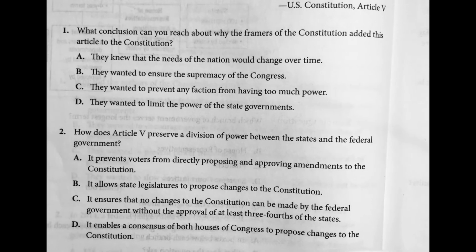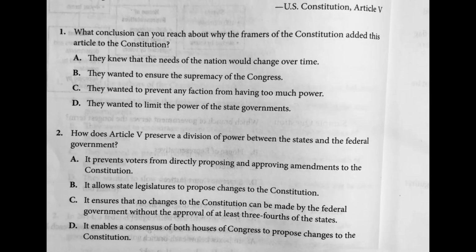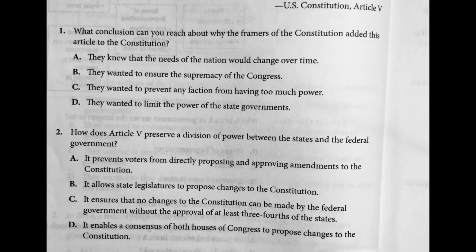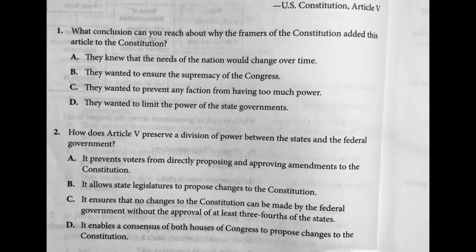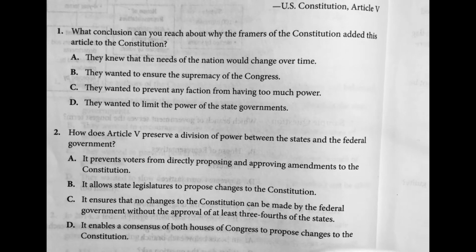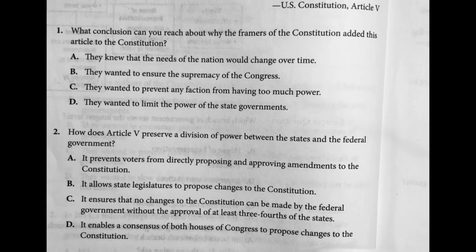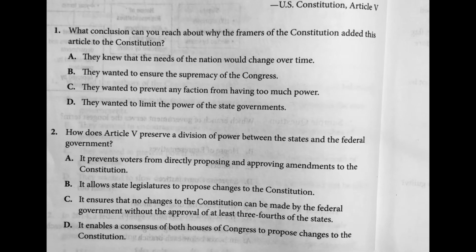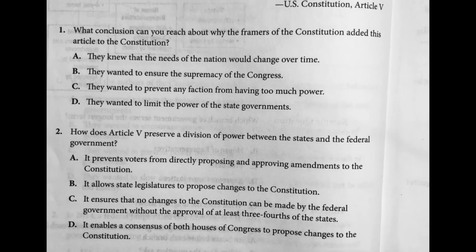How does Article 5 preserve a division of power between the states and the federal government? It prevents voters from proposing and approving amendments to the Constitution. It allows state legislatures to propose changes to the Constitution. It ensures that no changes to the Constitution can be made by the federal government without the approval of at least 3/4 of the states. It enables a consensus of both houses to propose changes to the Constitution.